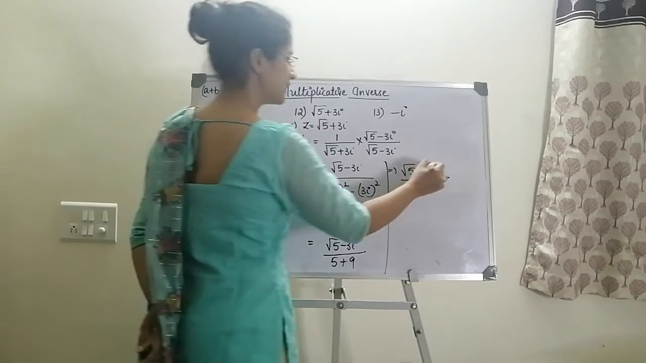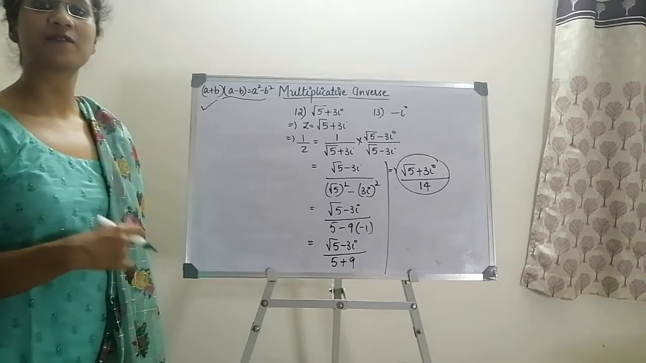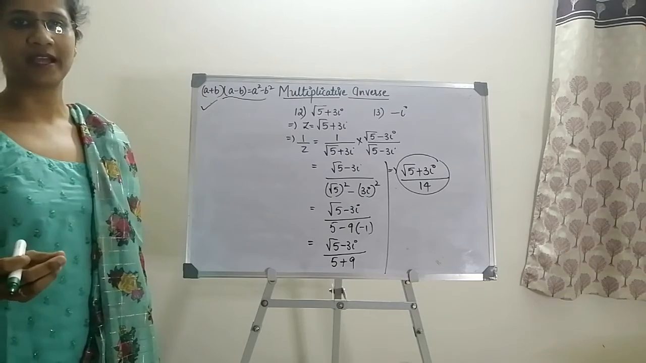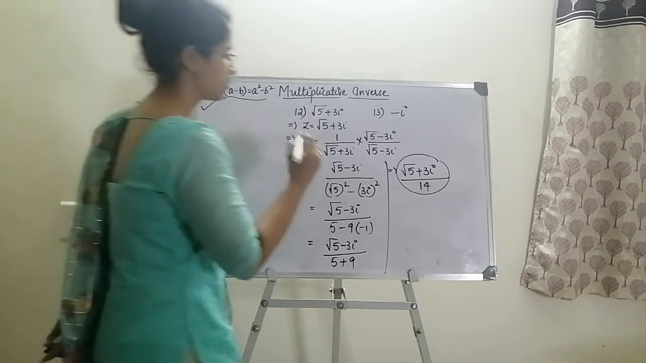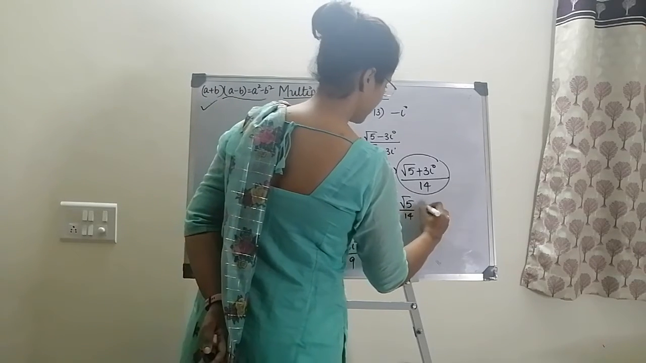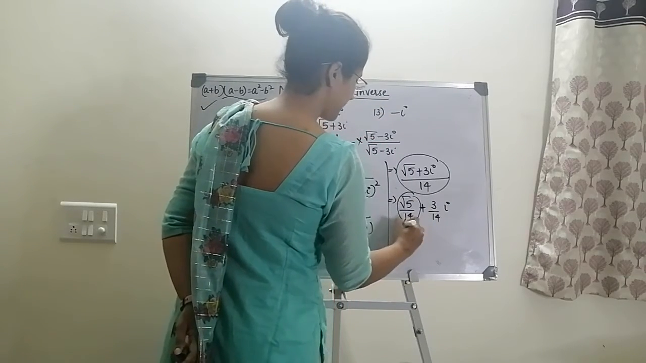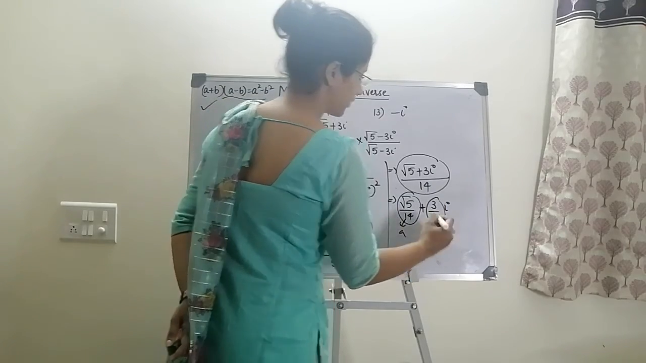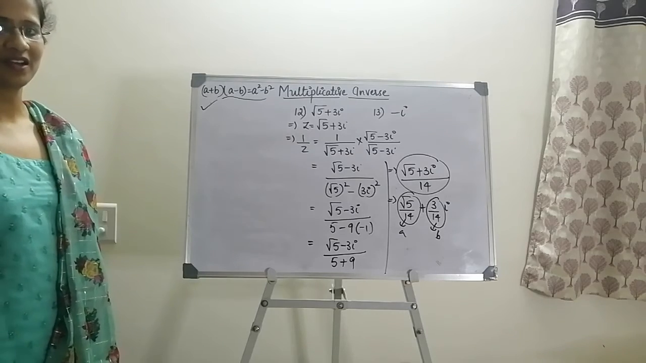So obviously this particular portion is in the form of 1 by z. Now what should I write? I have to write it in the form of a plus ib, because any complex number I get should mandatorily be written in the form of a plus ib. So this can be written as root 5 divided by 14 plus 3 divided by 14 into i. Here a is equal to root 5 by 14 and b is equal to 3 by 14. Okay, I hope this is understood to everyone.